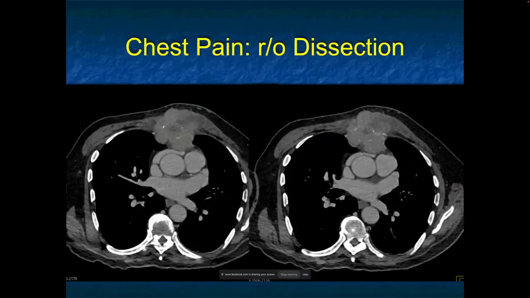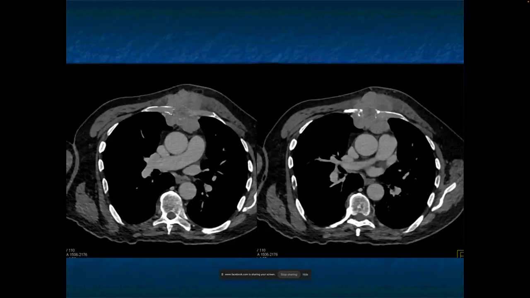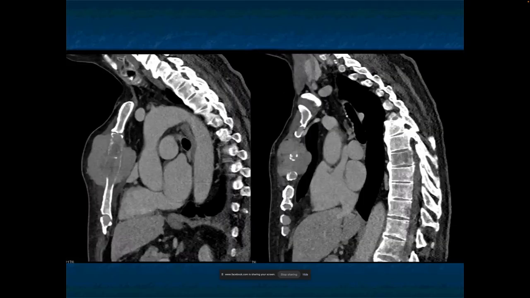Okay, great case. Another case, chest pain, rule out dissection. Obviously, you see a mass in the sternum. We can look at it a little bit closer. Large soft tissue mass presenting as a mass in the chest or dissection. Patient had chest pain. You can see it very nicely in the sagittal view, the destructive lesion in the body of the sternum. There are also vertebral bodies involved. You can think about metastasis.